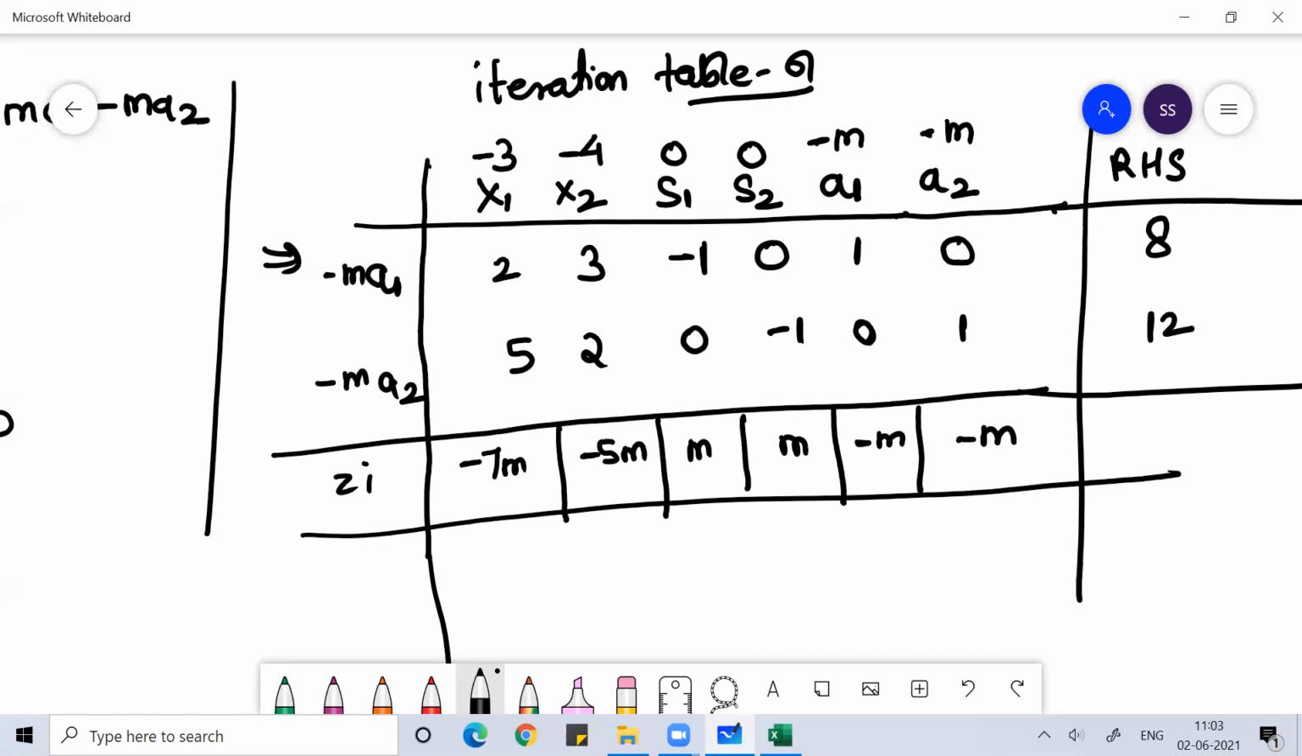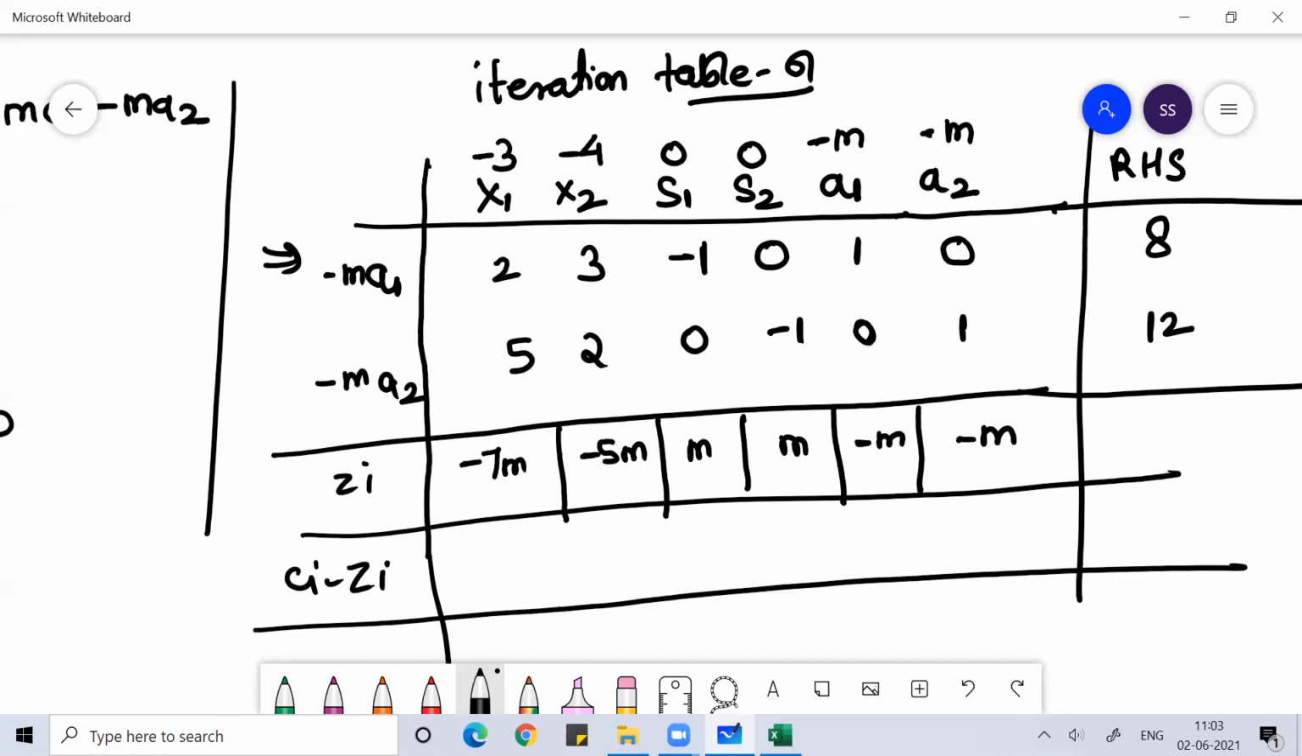So to get the Zj value, then you find Cj minus Zj. These are your Cj values. So minus 3 minus 7M, this would be 7M minus 3. This would be minus 4 minus 3M, so this would be 5M minus 4. Okay, this is minus M, this is minus M, this is 0, and minus M plus M becomes 0.